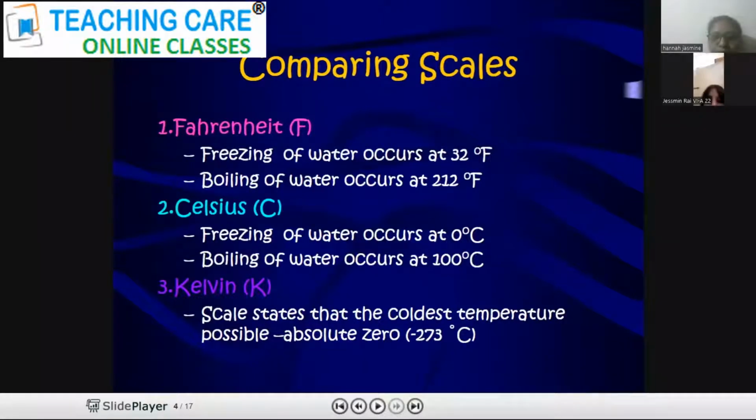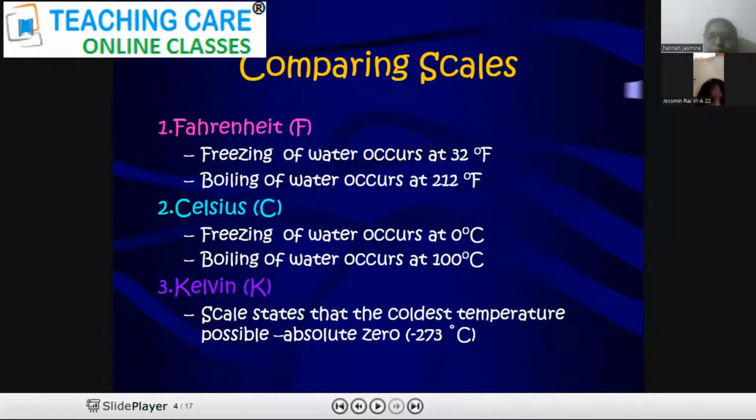Freezing of water occurs at 32 degrees Fahrenheit. Boiling of water occurs at 212 degrees Fahrenheit. Freezing of water occurs at 0 degrees Celsius. Boiling of water occurs at 100 degrees Celsius. Kelvin scale states the coldest temperature possible, absolute zero. So now what is the difference between Fahrenheit and Celsius?